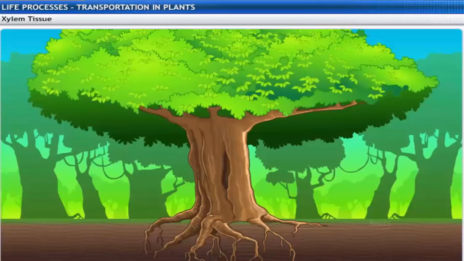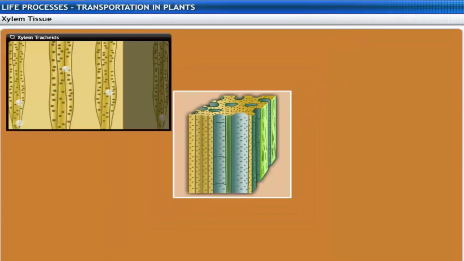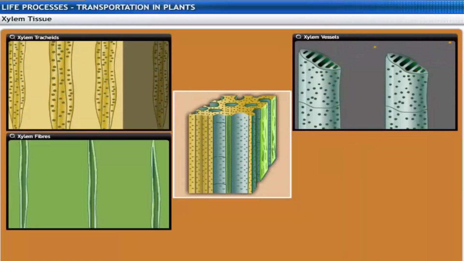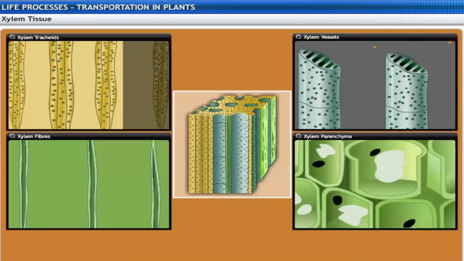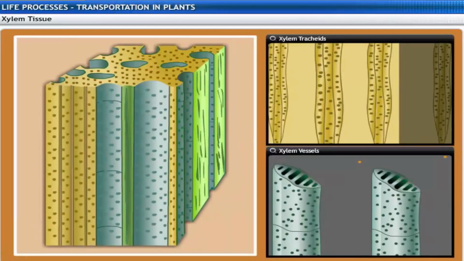Xylem tissue is present in the roots, stems and leaves. It has 4 different types of cells: tracheids, vessels, xylem fibers, and xylem parenchyma. Of these, only tracheids and vessels are interconnected to form a continuous system of water-conducting channels that reach all parts of the plant.